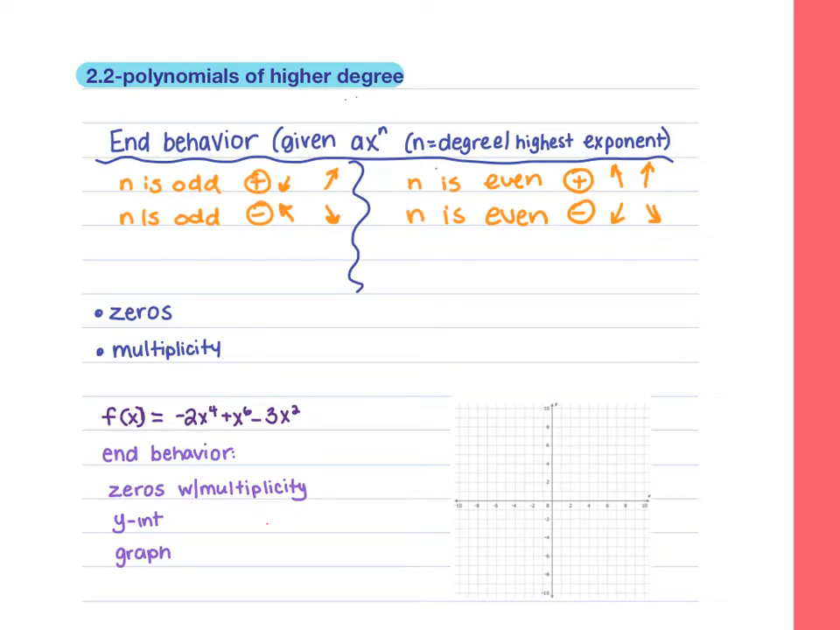Then came your zeros. For your zeros, you're going to set your function equal to 0, and you're going to factor and solve. You're going to note, of course, your multiplicity, which is the number of times a root occurs. If it's an even number of times, it bounces off the axis at that point. If it's an odd number of times, it crosses through.